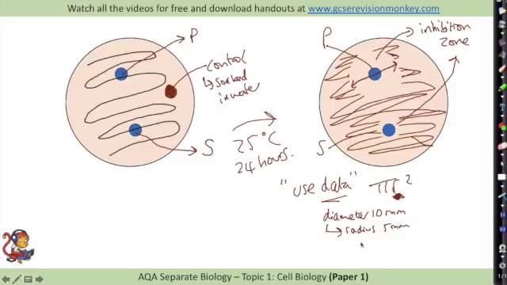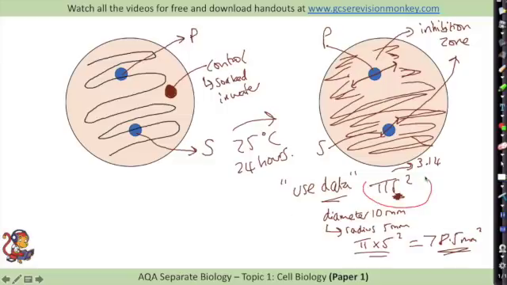In our calculator you can use the pi button, or if not, use pi as 3.14. So if we do pi multiplied by 5 squared, we will then get our area of 78.5 millimeters squared. And then we would do the same for the other inhibition zone as well, measure the diameter of that, halve it to get the radius, and do pi r squared to prove which antibiotic is best.